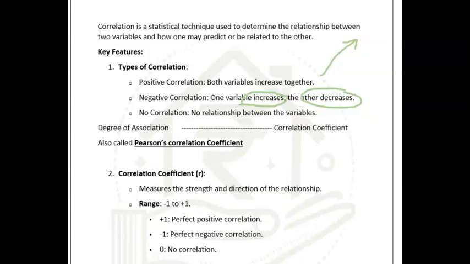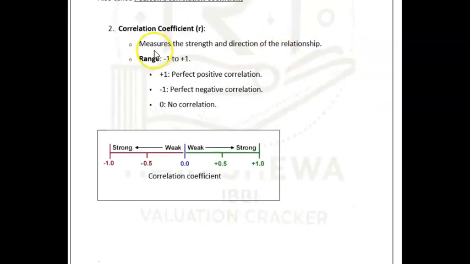Between two variables, the degree of association is called the correlation coefficient. It is also called Pearson correlation coefficient. Correlation coefficient measures the strength and direction of the relationship. It varies from -1 to +1. +1 is perfect positive correlation. -1 is perfect negative correlation. 0 is no correlation.